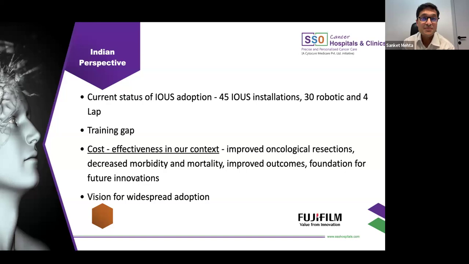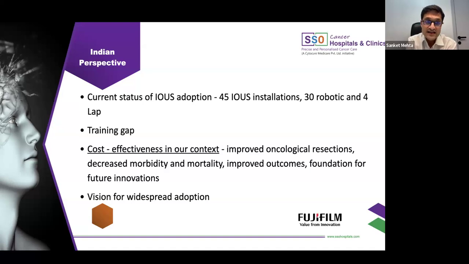What about the Indian perspective? The current status of intraop ultrasound, I don't know the exact number of people who use it, but just to give you a comparison, we have 300 robots in India. People are doing robotic surgery on a daily basis, but we have only 45 intraop ultrasound installations by Fujifilm, which is the leading brand in this product range, and only 30 of them are robotic and 4 are laparoscopic, which tells us the poor adoption of minimal invasive as well as open intraoperative ultrasound in India.